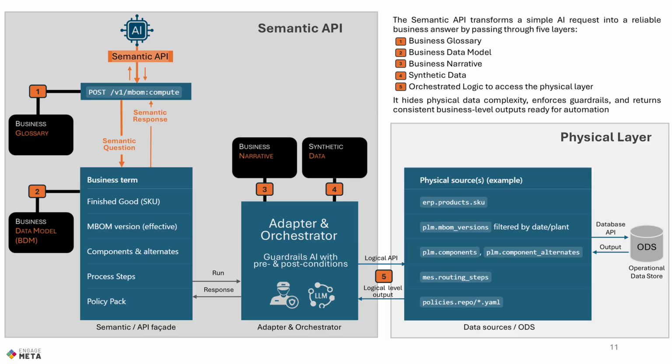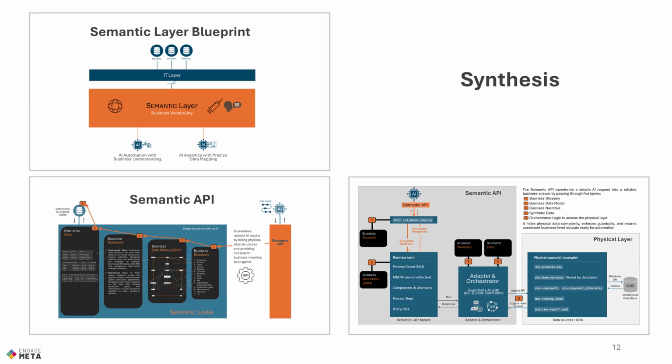A simple AI question is transformed into a reliable business answer. This happens through multiple semantic steps with built-in guardrails. This synthesis summarizes how the semantic layer operates as a whole. It acts as a semantic firewall between AI and raw data.